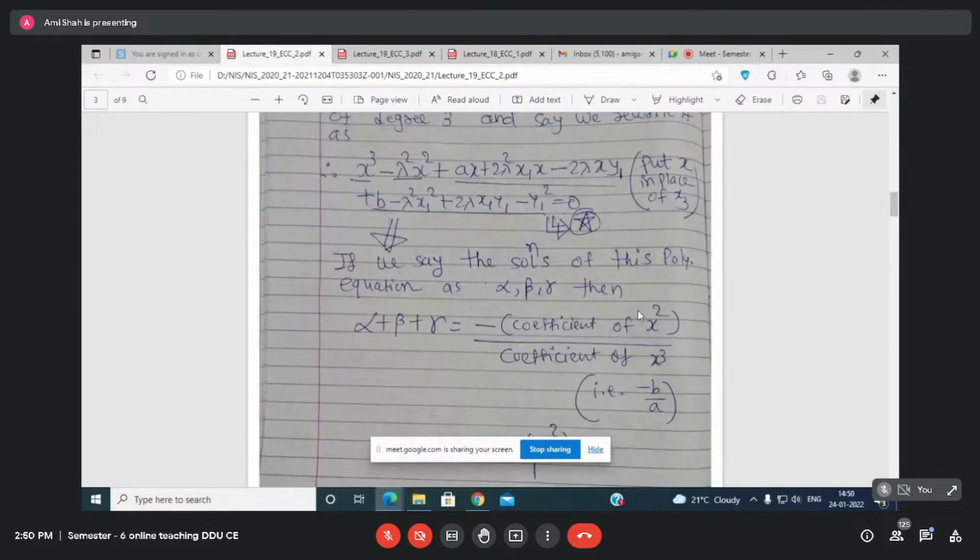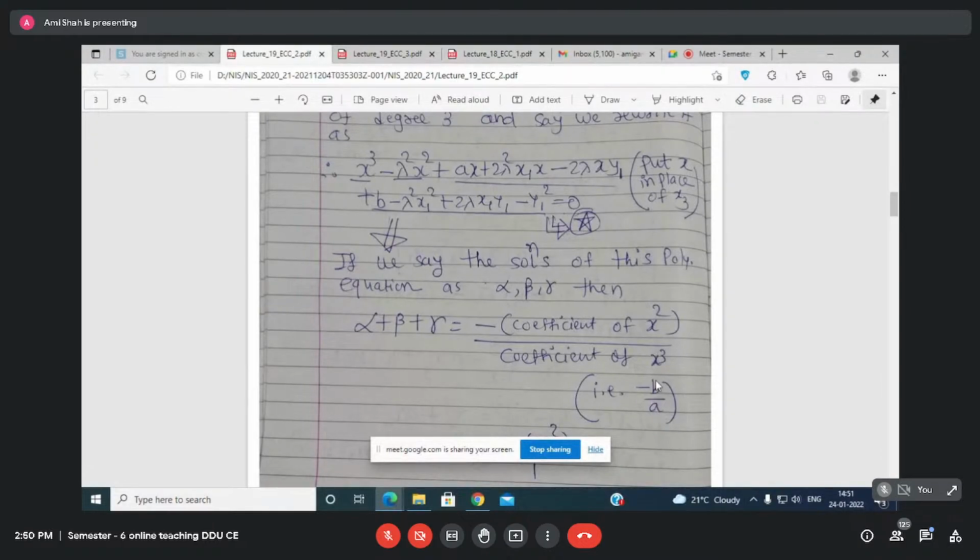It's a polynomial equation, and the solutions of the polynomial equation are alpha, beta, and gamma. All of you know the quadratic equation, right? And you know its roots. So if it's a polynomial equation with solutions alpha, beta, and gamma, then can I write alpha plus beta plus gamma equals, as all of you know, minus b by a.